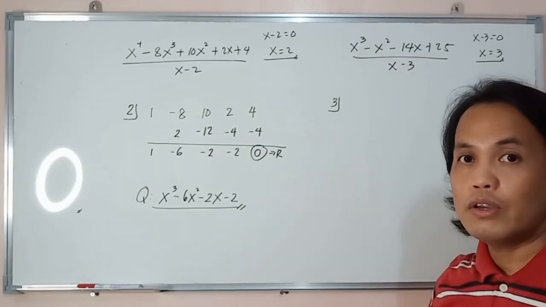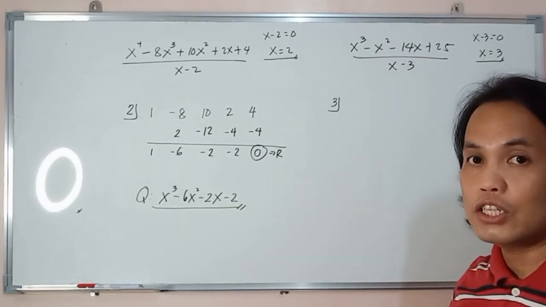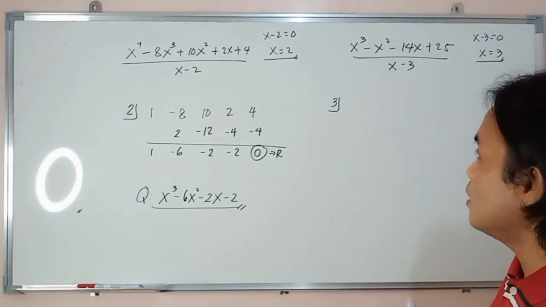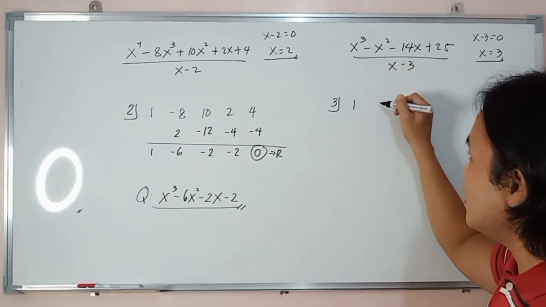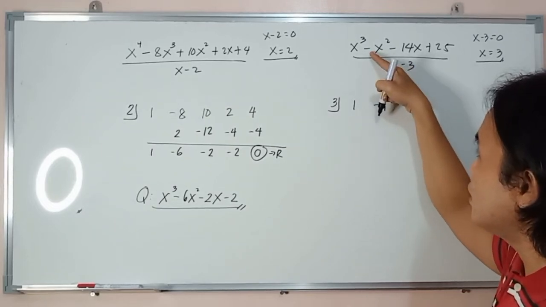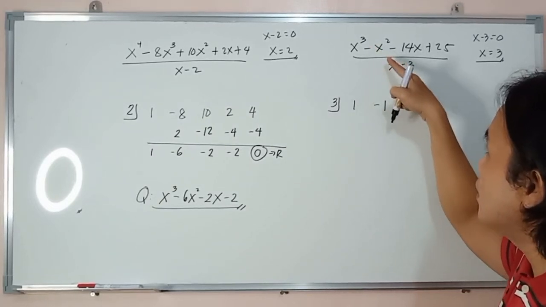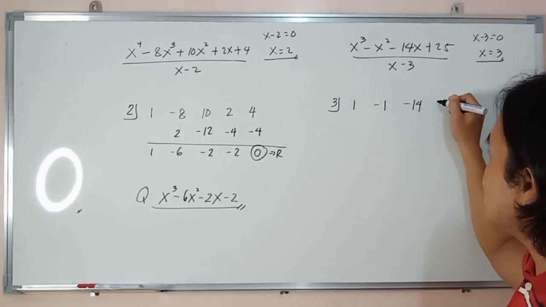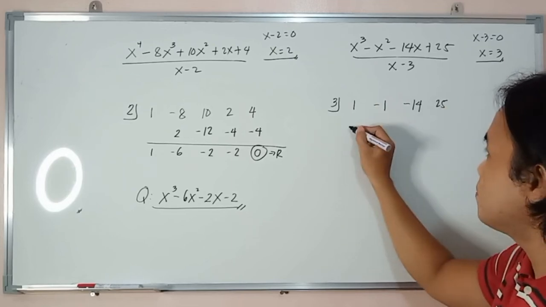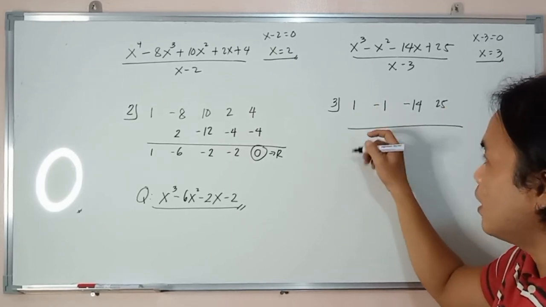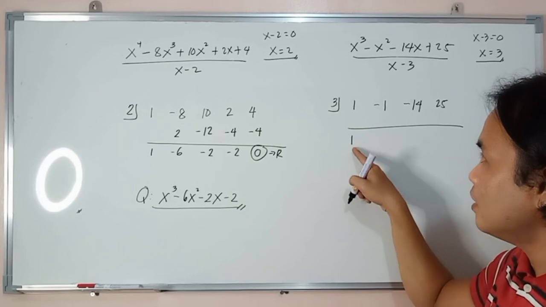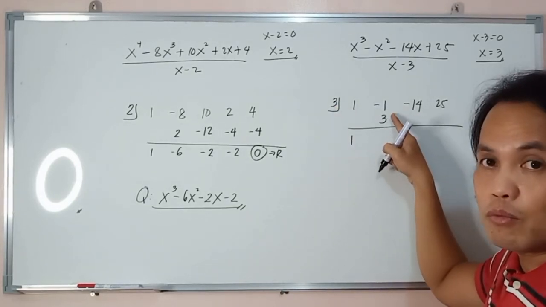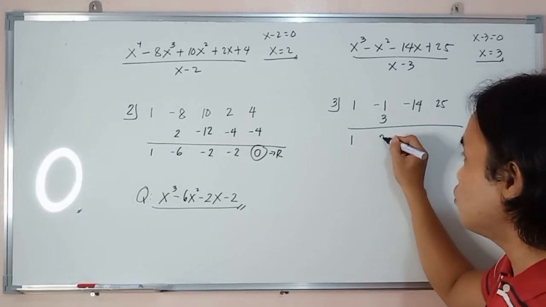So what we need to do now is to write the numerical coefficient in each of the terms. Our first numerical coefficient is 1. Second is of course negative 1. Here, this is assumed to have 1. Then third is negative 14. And last is positive 25. Then we bring down 1. 1 times 3 is 3. Then we add. Negative 1 plus 3 is positive 2.